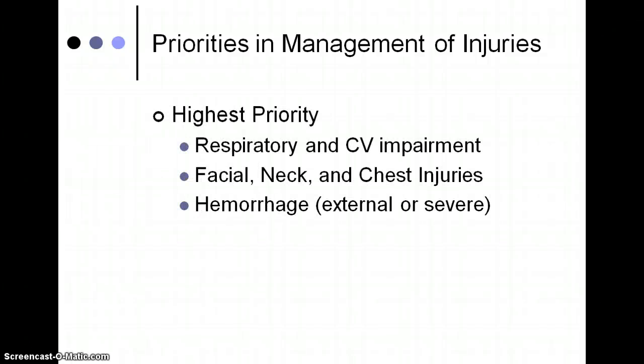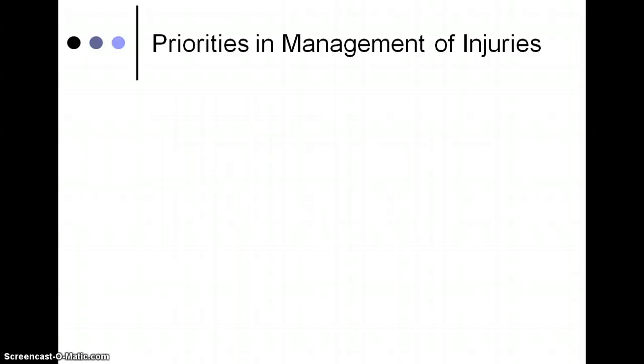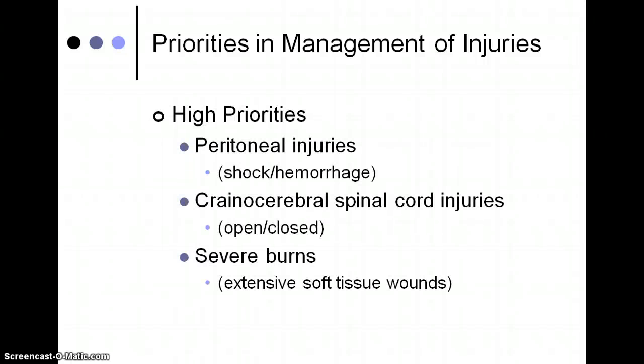Okay, priorities and management of injuries. You have to look at the highest priority as respiratory, cardiovascular impairment, facial, neck, chest injuries, or hemorrhages, either external or severe. The most high priority ones are peritoneal injuries, shock or hemorrhage, cranial, cerebral, spinal cord injuries, open or closed, and severe burns.